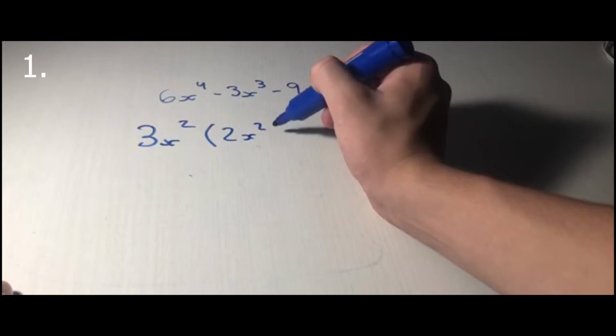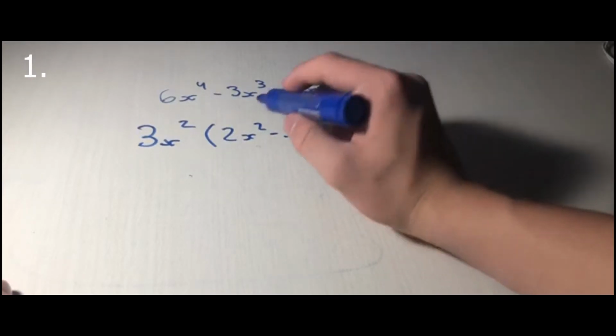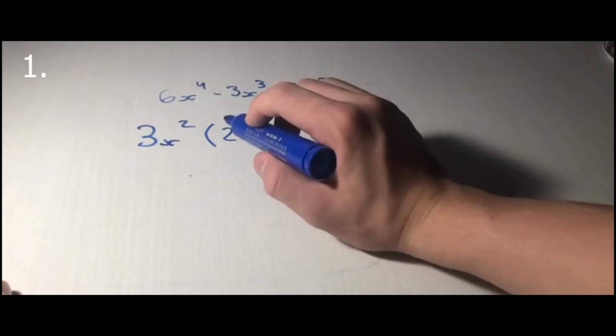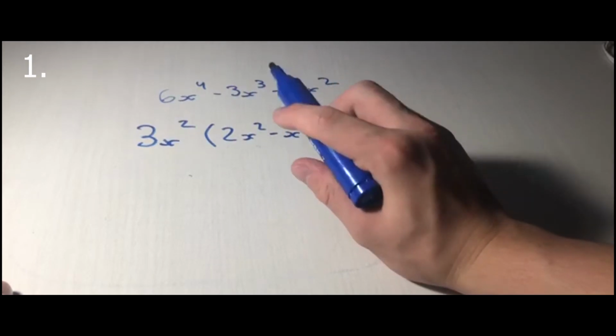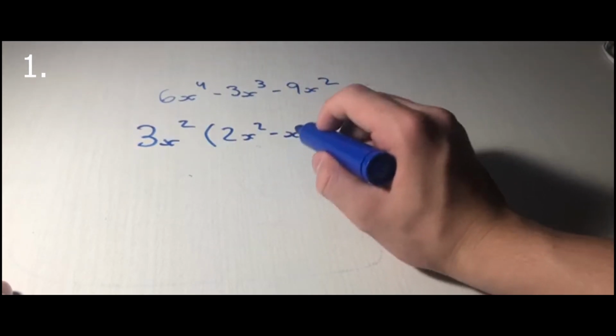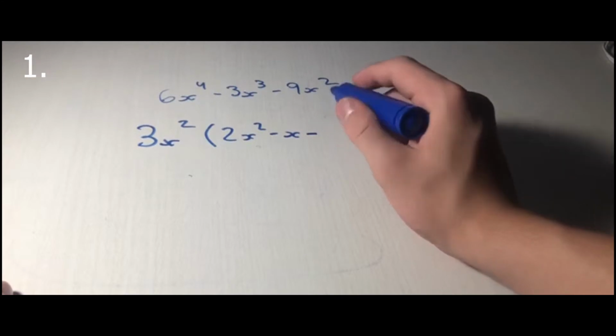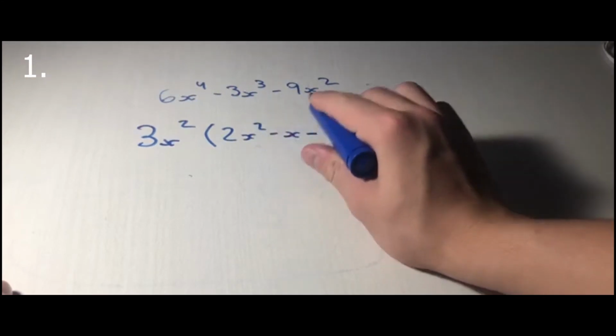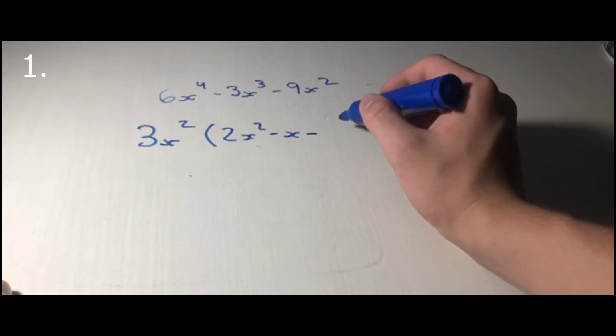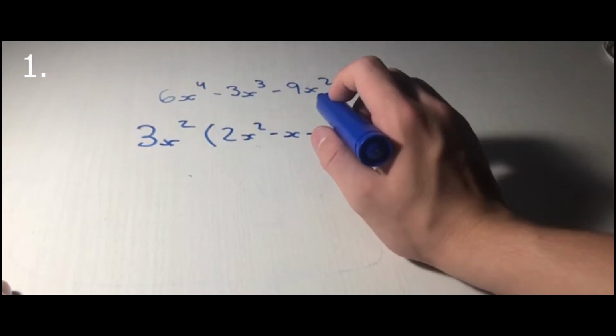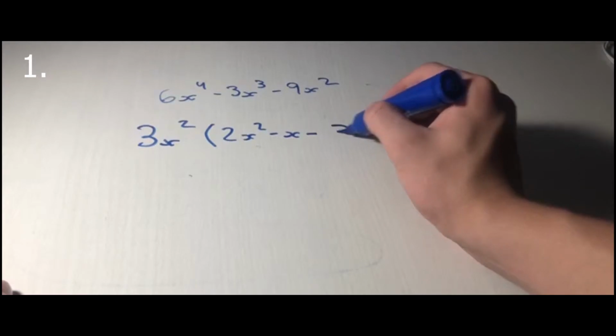2x squared minus x, because x cubed divided by x squared is x, and 3 minus 3 is 0, so only 1 here. And for 9x squared, this will be 3 because 9 divided by 3 is 3. I mean negative 9 divided by positive 3 is negative 3.